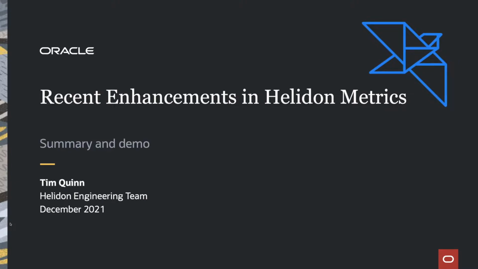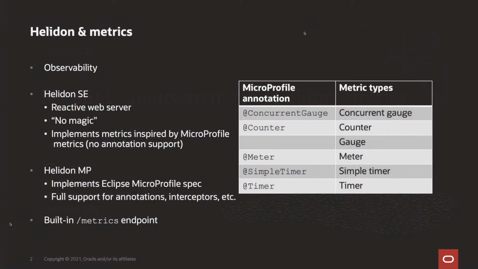I'm a member of Oracle's engineering team working on Project Helidon. In this video, I will be talking about some recent enhancements in Helidon Metrics. Observability is a key part of a well-designed microservice. Metrics is an important facet of observability, and Helidon's support for metrics draws from the MicroProfile Metrics specification.